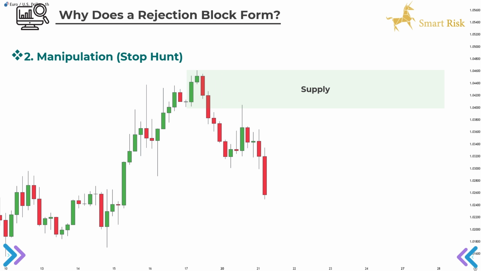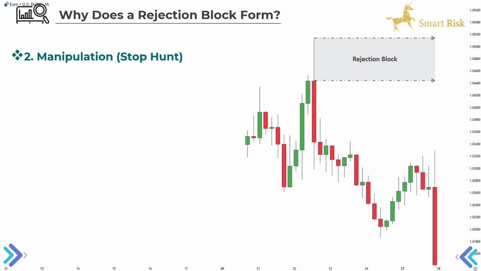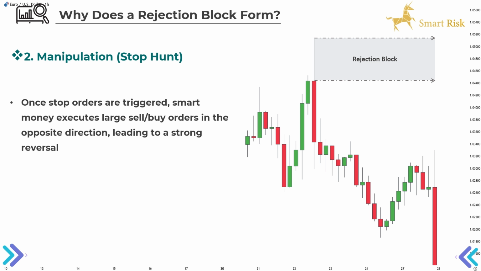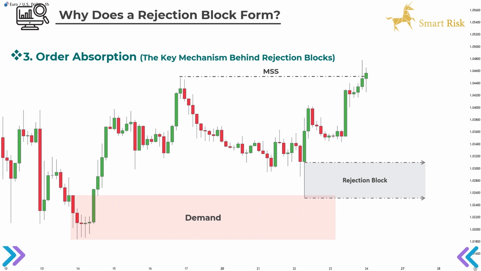Manipulation. Institutions may push price beyond a key level to trigger and hunt stop-losses, only to reverse it quickly, trapping breakout traders. This is often referred to as a manipulation or stop hunt. Once stop orders are triggered, smart money executes large sell or buy orders in the opposite direction, leading to a strong reversal. Order absorption. This is the core reason why the rejection happens.